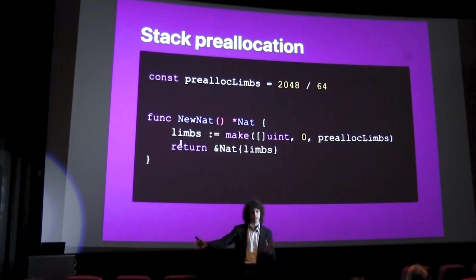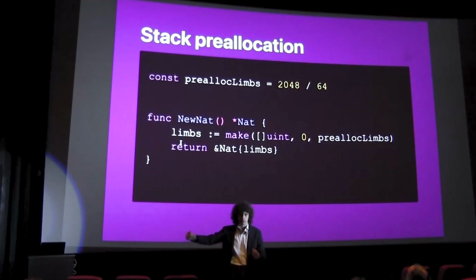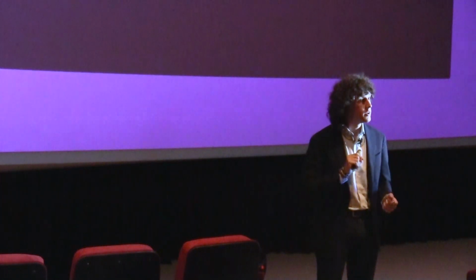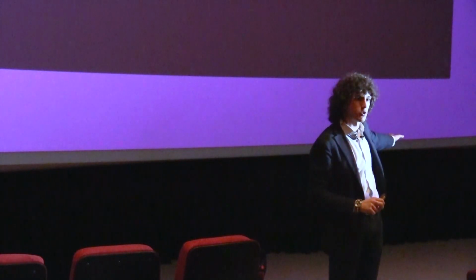Because if you do go over, for example, by doing an append past the pre-allocated size, it will just move to the heap. So it will get a little slower, but it will not break. And there is no way to mistakenly rely on the size of the pre-allocation because the actual length is zero. You still have to do the correct appends. So I was very happy about that.